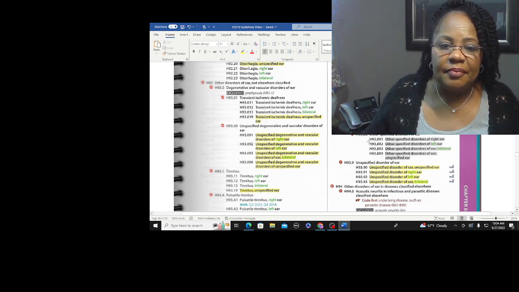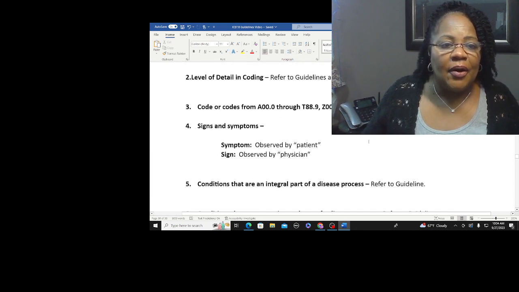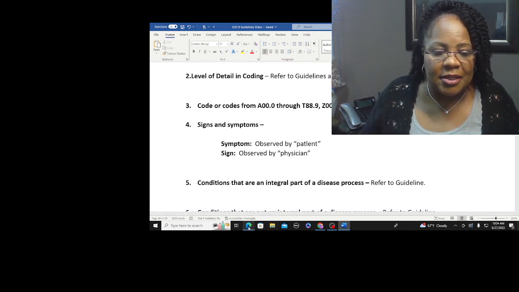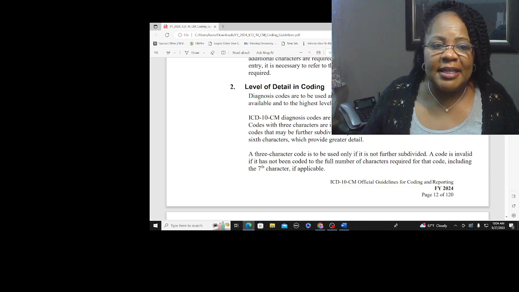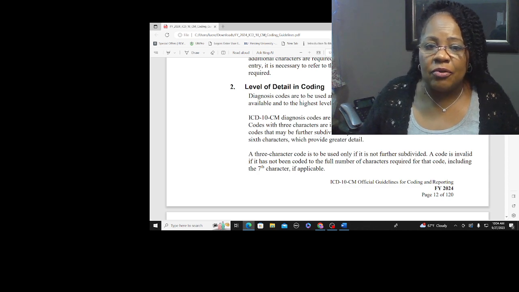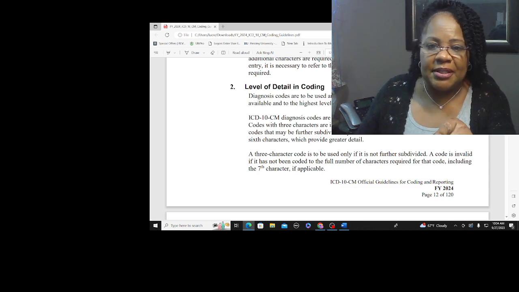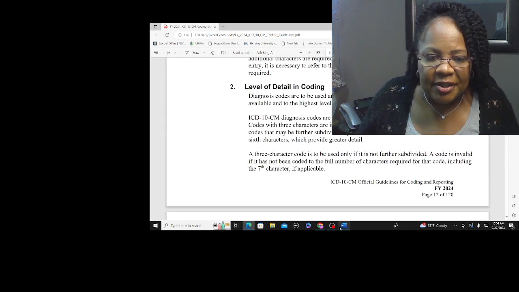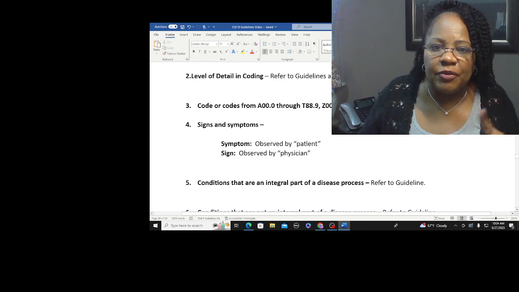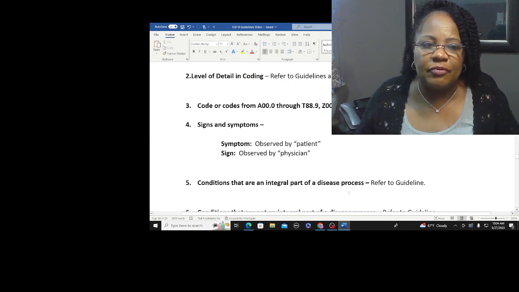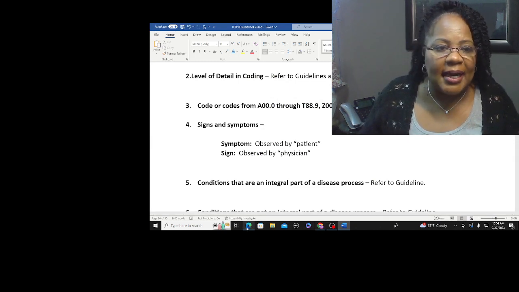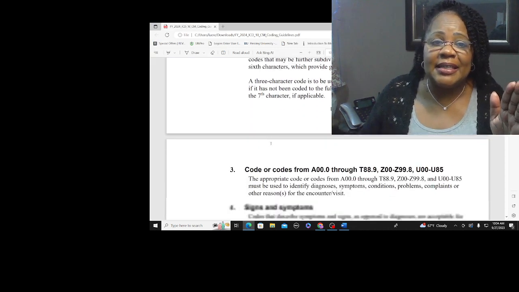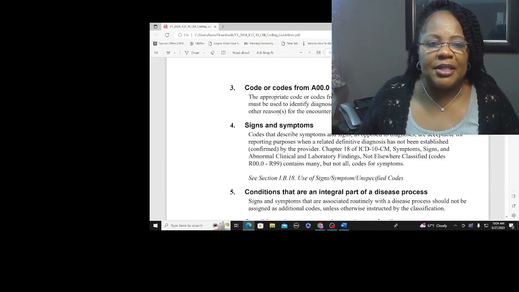Okay? Let's keep going. All right, number 2, let's refer back to the guidelines. Level of detail in coding. Diagnoses codes are to be used and reported. Okay, we just did this part here. We did 2. Let me make sure my notes cover that as well. 2. Level, refer to the guideline H93.8 above. We did that. All right, let's go back to the guidelines.